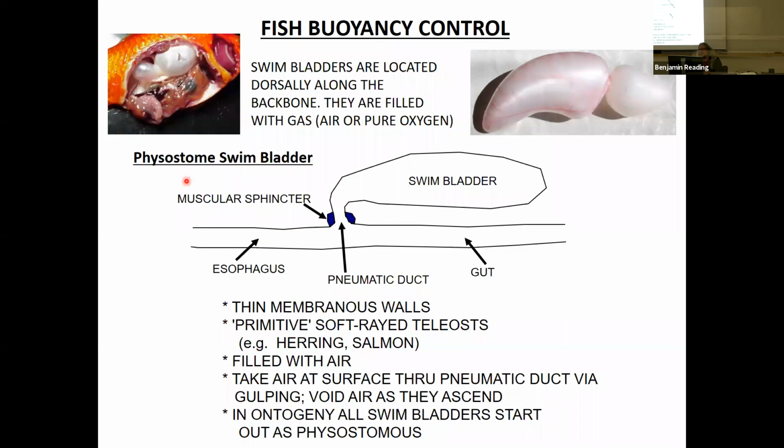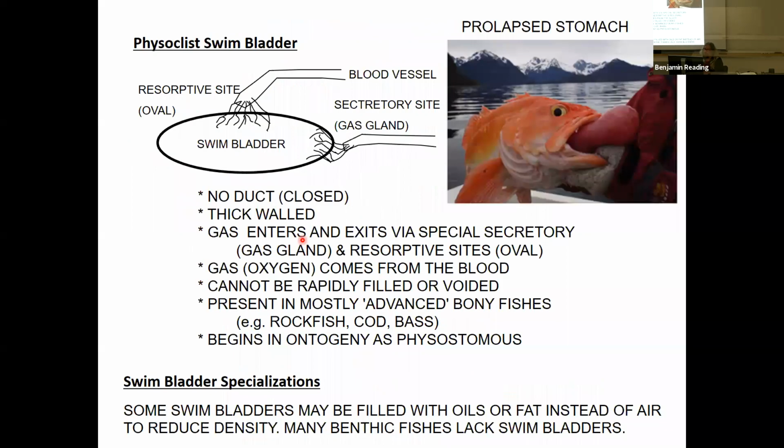Now, as you might imagine, a fish living on the bottom of the ocean is not going to swim all the way up to the surface just to gulp air. That's ridiculous. Why would you do that? And so what they've done is they've evolved what's called a gas gland. And so again, notice here's our physoclistous swim bladder. There is no duct connecting to the esophagus. I don't even show it. No duct. It's what we call a closed swim bladder.